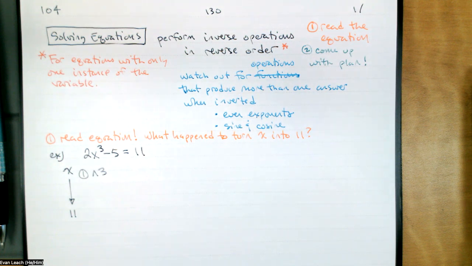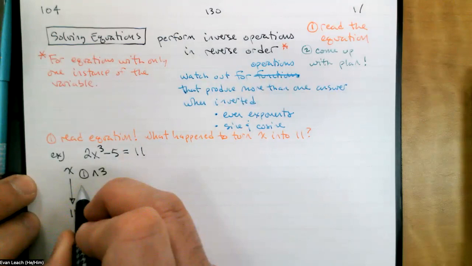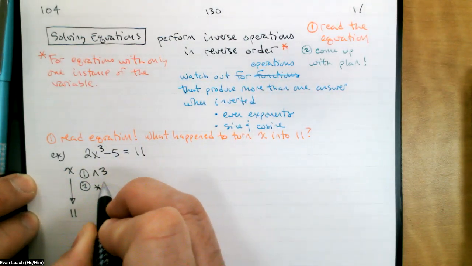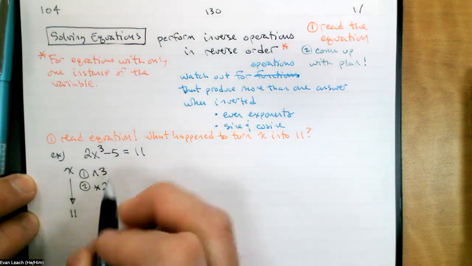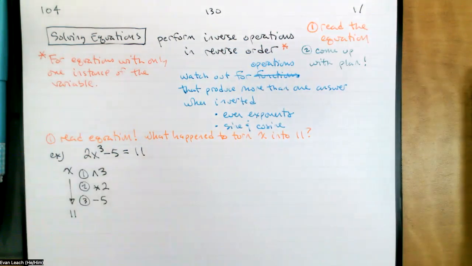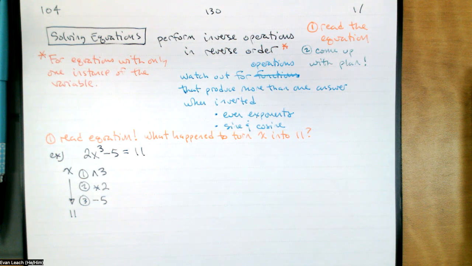Then, according to the order of operations, the next thing that we should deal with is multiplying by 2. So the second operation that happened is that x gets multiplied by 2. Then the third operation that happens is we subtract 5. And then we land at 11 after that happens. So there is us reading the equation.